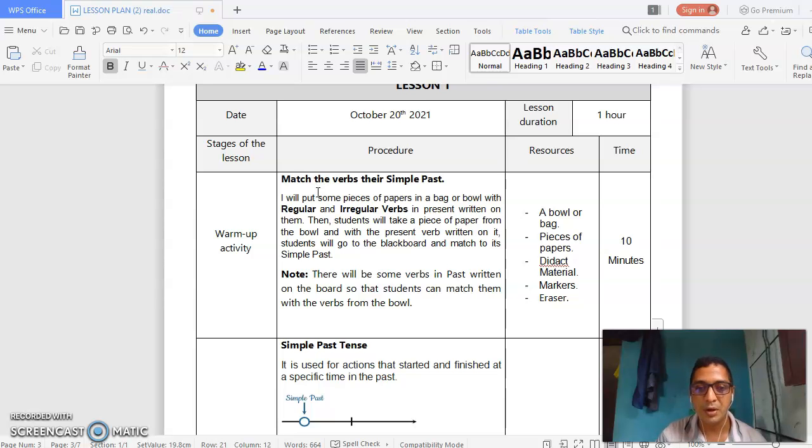This activity is very simple, guys. Basically, what I'm going to do is I'm going to put some pieces of papers on a small bowl or bag, and each student is going to pick one verb, one piece of paper. On the piece of paper, you're going to see a verb in simple present, and on the blackboard, you're going to see the same verb but in past. So what you have to do is you pick the paper, you see the verb, and you have to go to the blackboard and match it to the correct simple past. That's the warm-up activity. Very easy.